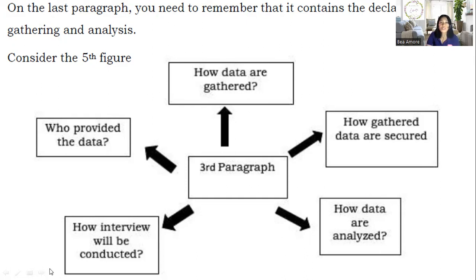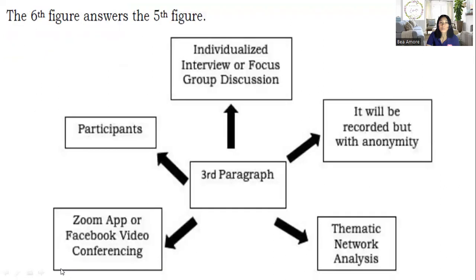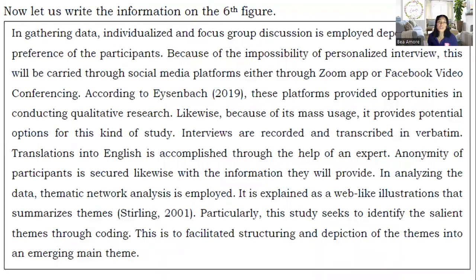Here are the answers for the fifth figure. Okay. Individualized interview or focus group discussion. It will be recorded but with anonymity. Thematic network analysis, Zoom app or Facebook video conferencing, and then participants. Now let us write the information on the sixth figure. So how are you going to write this?